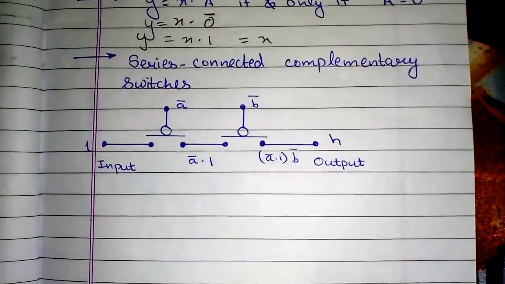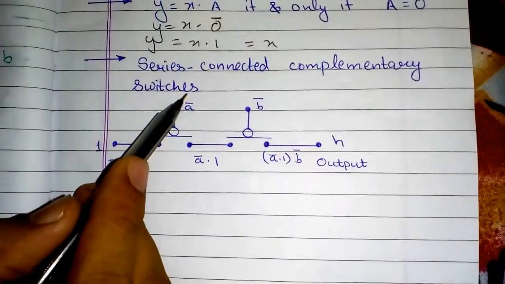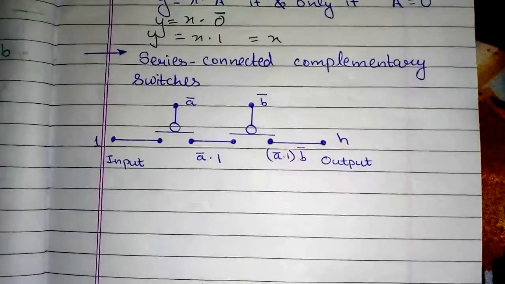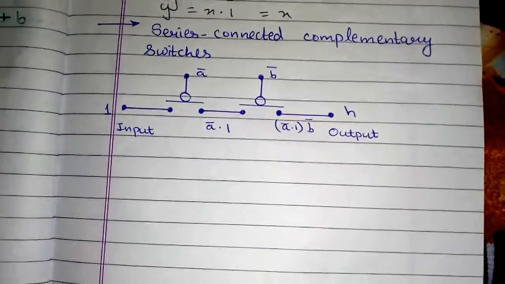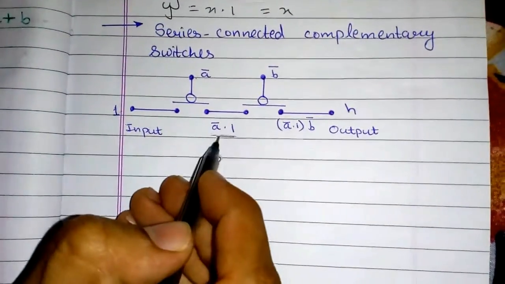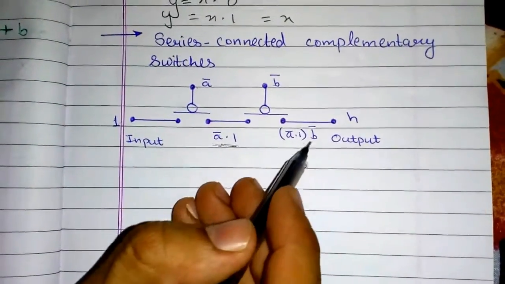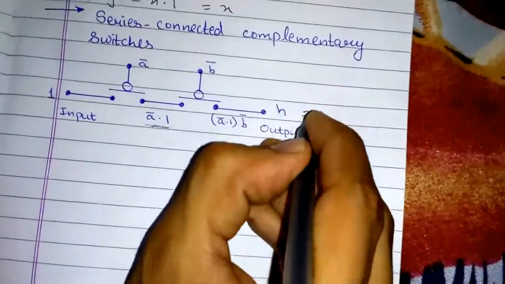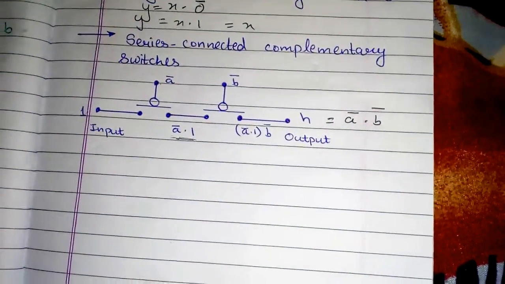Now let's talk about series connected complementary switches. So here I will have A bar, B bar, and when they are open there will be no output because I have A bar here. But when they are closed, I will have 1 into A bar, which will give me A bar into 1, and then A bar into 1 multiplied by B bar, and in the output I will have A bar multiplied by B bar.